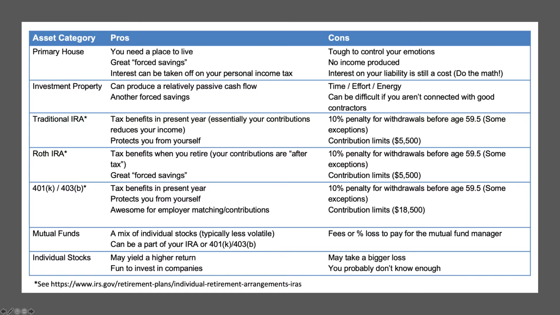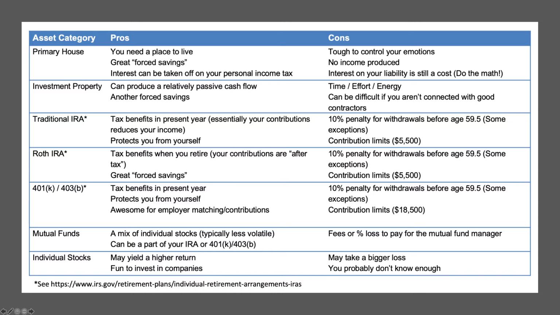You do need to remember that this is a major asset, and typically, when I say major asset, that's most families' biggest asset, the value of their home, because they don't have a lot of other savings and other investments. One of the cons is, and again, this is if you're not doing Airbnb or VRBO or other things to get income off of your house, it's typically not producing an income or a revenue. Also, the interest on your liability is still a cost.